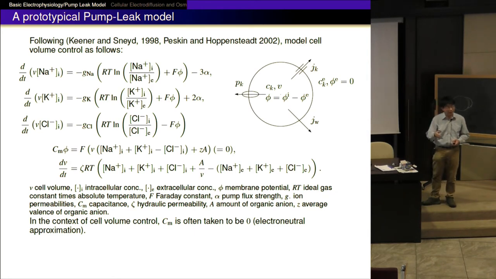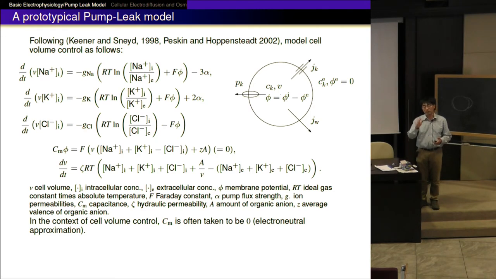The flux through the ion channels, these are passive, so they should be just an increasing function of the difference in chemical potential across the cell membrane, and this is just the difference in electrochemical potential across the cell membrane. And the easiest thing you can do is that the flux is going to be proportional to that. And this is also what in electrophysiology people call a linear current voltage relationship. And then you just do that for potassium and chloride as well.